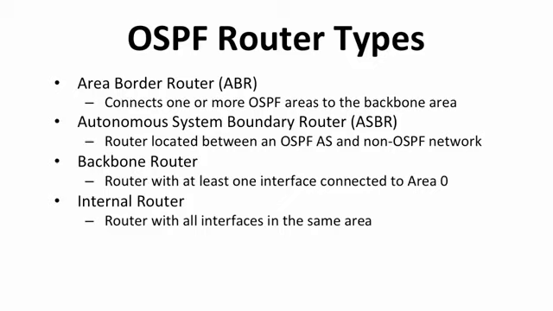Let's draw this out real quick, to drive it home. So let's draw out our Area 0. And in Area 0, you know already, is the backbone. So a router within Area 0 is a backbone router. And then we connect to another area. Let's say Area 1. This is an area border router. Pretty straightforward concept. There's your ABR. And let's say we have another area we're connecting to. There's another ABR.